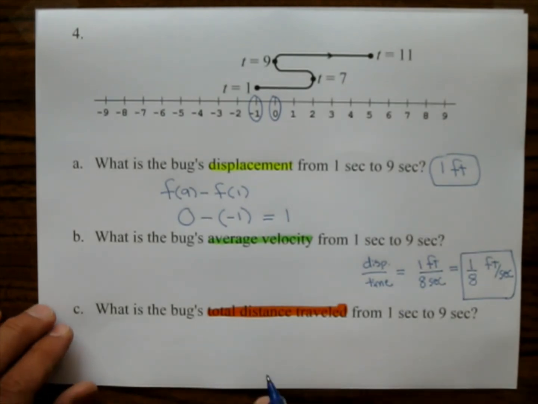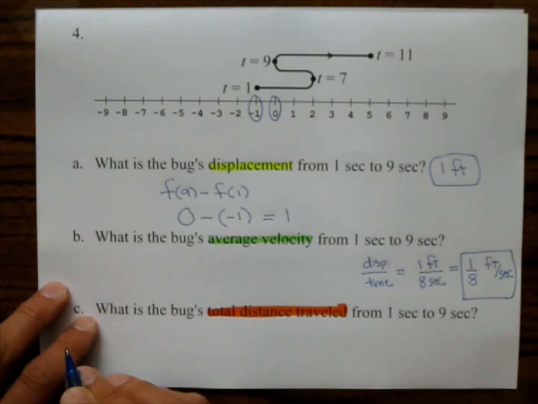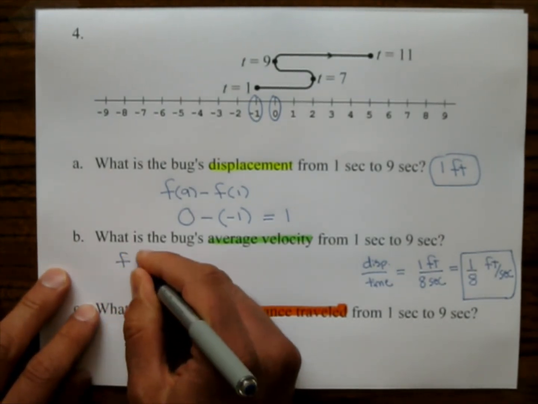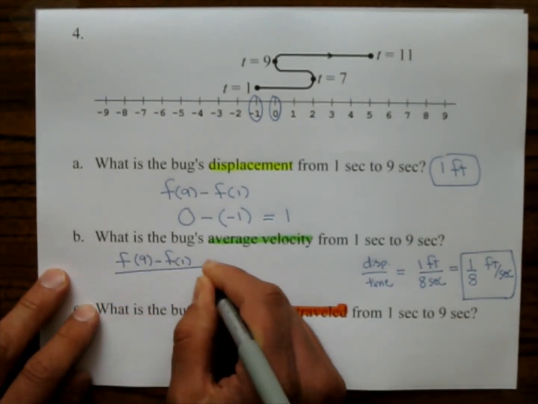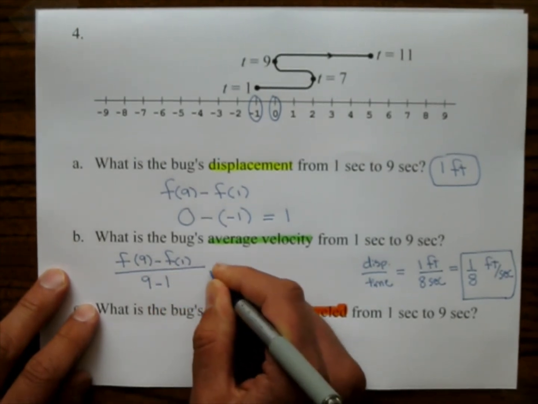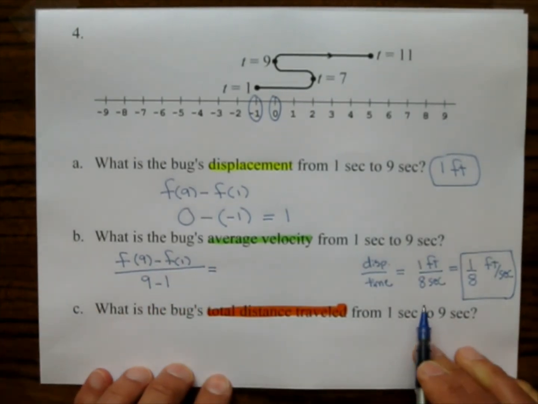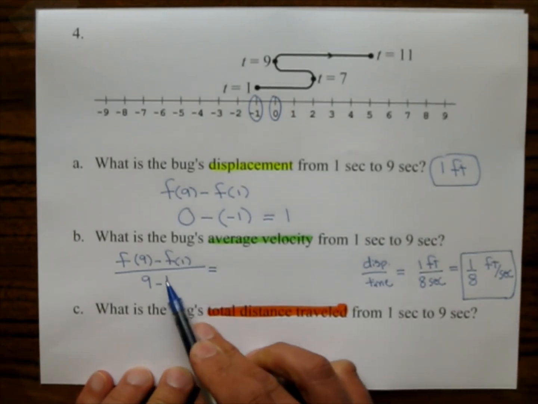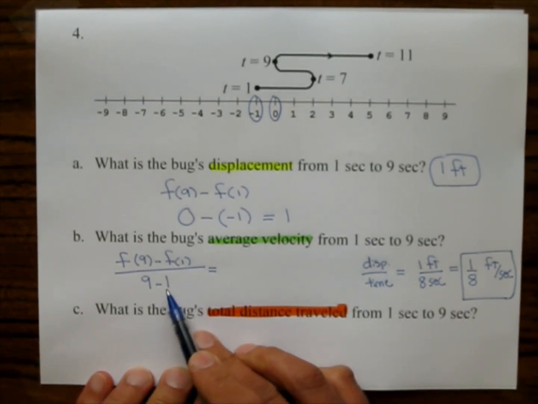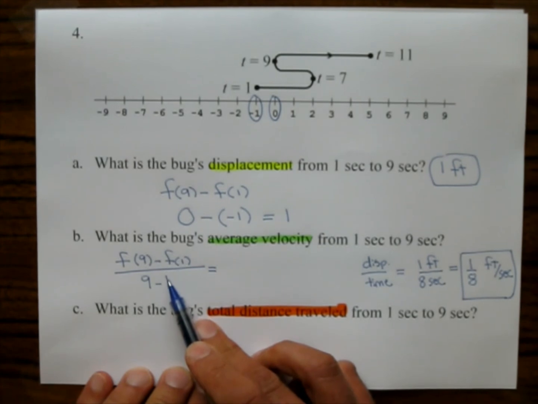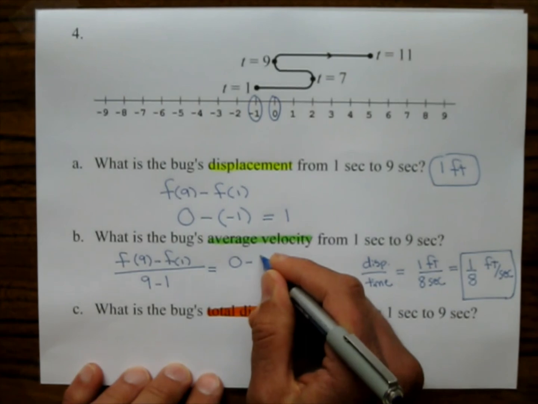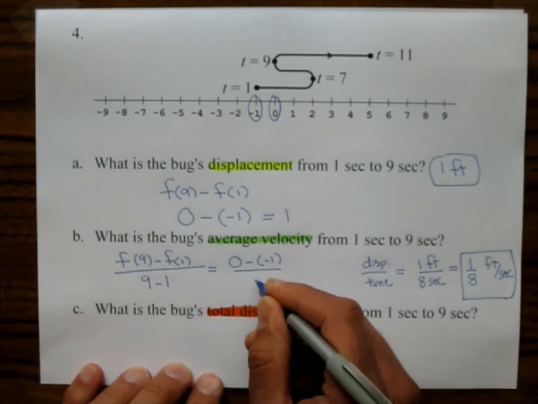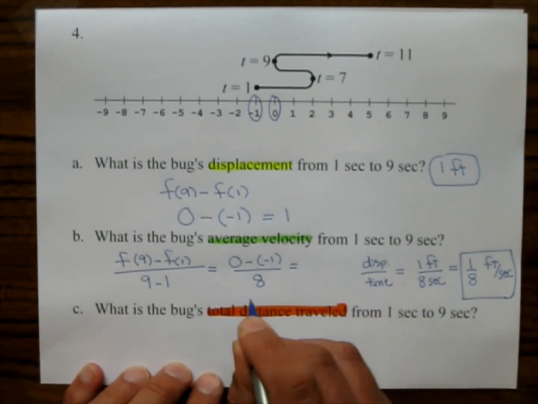The formula way of doing this, and we will be looking at the formulas as we do the calculus, is you put the displacement, f of 9 minus f of 1, all over 9 minus 1. Essentially, if you're getting a little irritated that I'm doing it both ways, I just want to show you this formula, so if it does come up and we absolutely have to use it, you'll say, oh yeah, that was that formula. So this is 0 minus a -1, and on the bottom we have 8, which gives me 1/8.